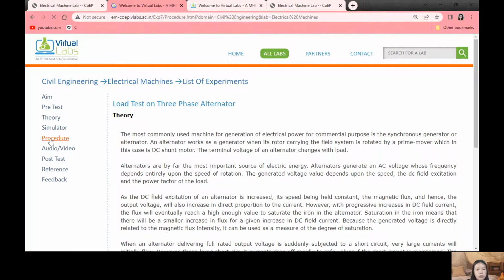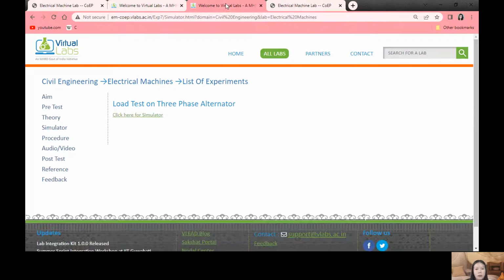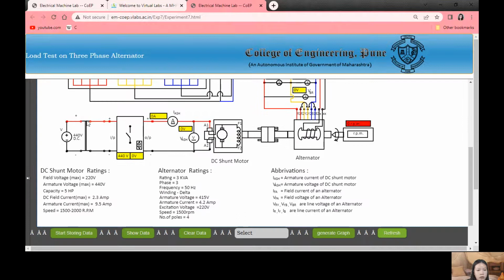So for the procedure, for the first procedure, ang gagawin na natin is i-close natin yung DPST switch connected to the DC shunt motor and mag-apply tayo ng voltage hanggang sa ma-reach natin yung speed ng alternator natin, which is yung 1,500 RPM. So, i-close natin to. And then, nagpula na yung speed natin dito. Then, next natin gagawin is i-increase natin yung voltage hanggang sa ma-reach natin yung 1,500 RPM dito.